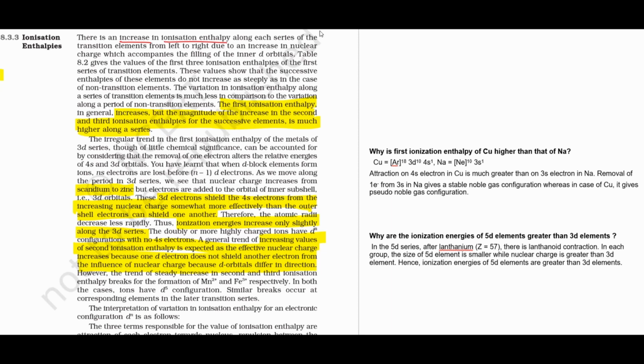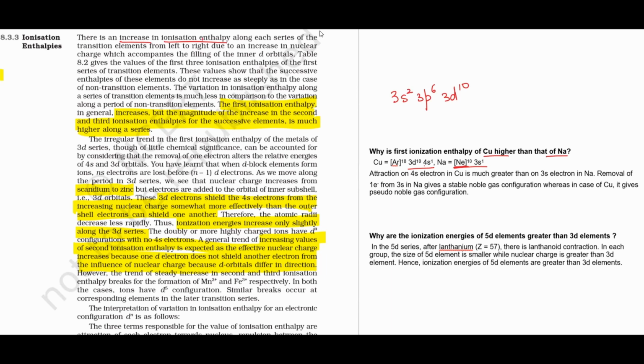So what are the important questions that can be asked? Why is the first ionization enthalpy of copper higher than that of sodium? Here, for copper, you know the configuration is 3d10 4s1. For sodium, it is 3s1. So when you remove one electron from sodium, you're going to be left with the noble gas configuration. But after you remove one electron from copper, you will be left with pseudo-noble gas configuration. What is pseudo-noble gas configuration? 3s2, 3p6, 3d10. So since noble gas configuration is more stable, and sodium has larger size, hence the first ionization energy of copper is higher than that of sodium.